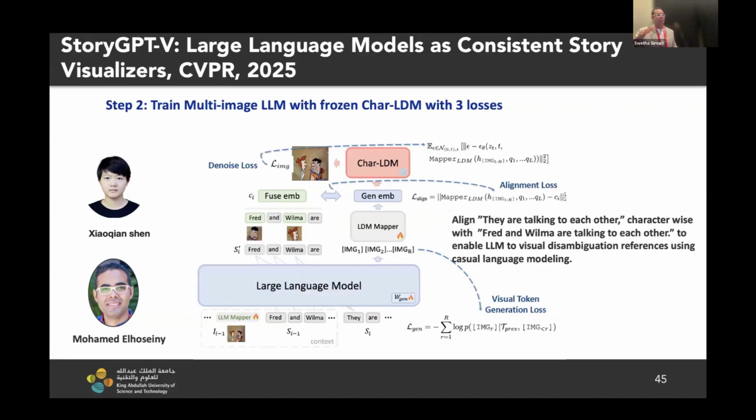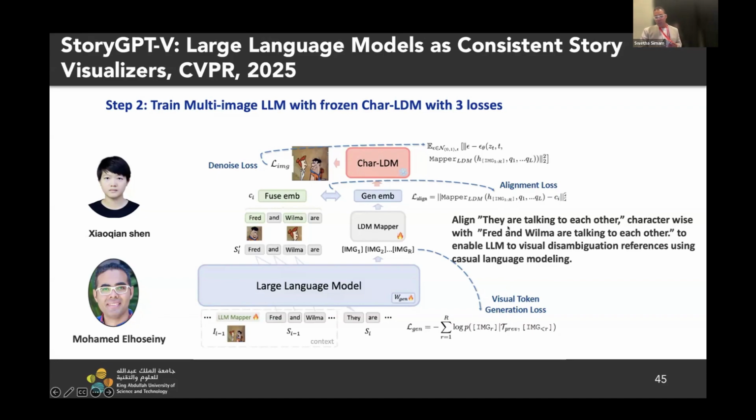The second stage is the integration of this latent diffusion model with LLMs, and this requires us to have an LDM mapper, something that maps the image tokens from here to the character LDM. Another thing is the LLM mapper that takes the images of the story that have been generated so far and then feeds them to the LLM. And this is done by three loss functions. One is the LDM loss, the second is the image generation loss, which is your ability to generate the embeddings of the images that you want to produce, and the third is what we call an alignment loss.